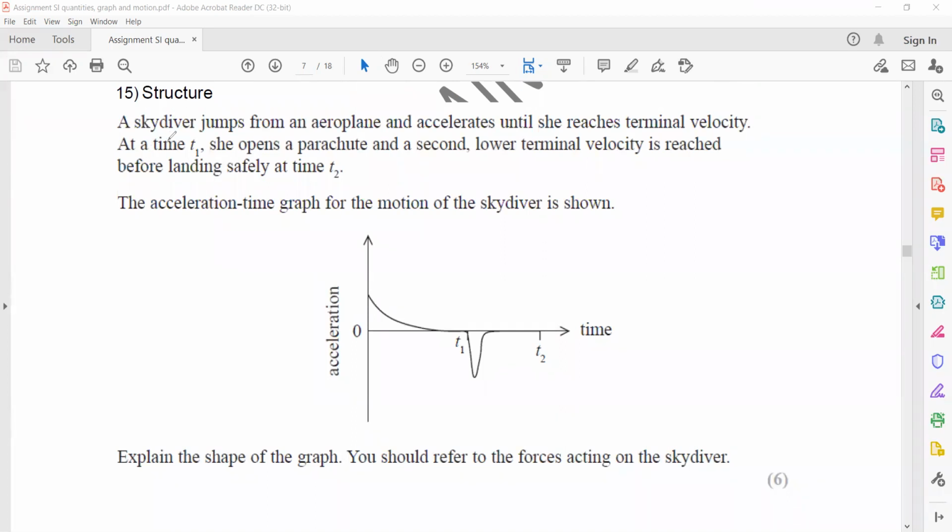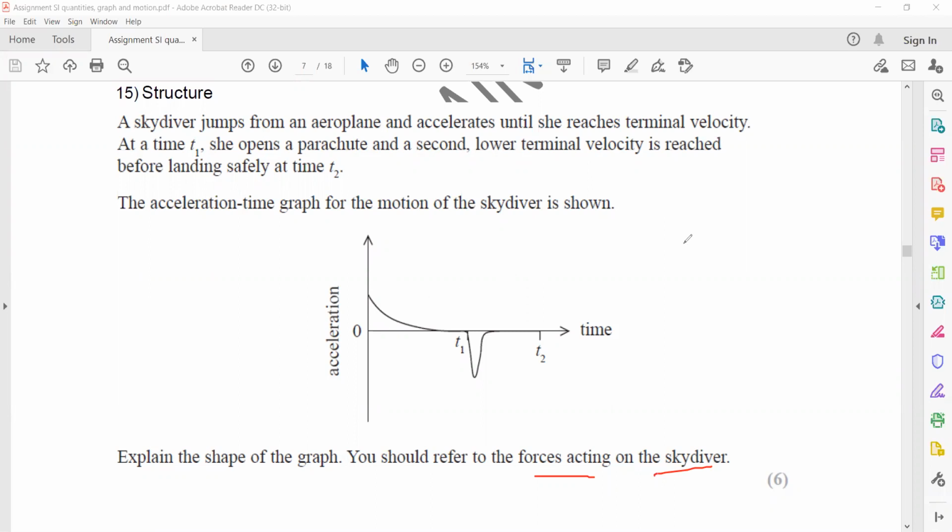In the question, a skydiver jumps from an airplane and accelerates until she reaches a terminal velocity. This is the acceleration time graph. At time t1, she opens a parachute and a second lower terminal velocity is reached before landing safely at time t is equal to 2. The acceleration time graph for the motion of the skydiver is shown. Explain the shape of the graph and you should refer to the forces acting on the skydiver.